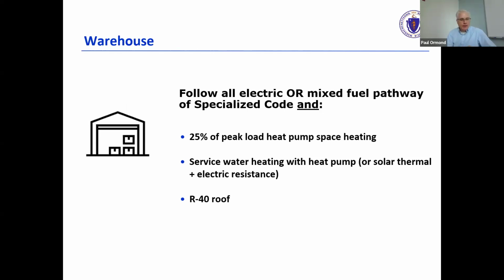Okay, sorry about that. Warehouses follow the all-electric path or the mixed fuel pathway. So it could be either all-electric or a combination of hybrid electrification with gas. So that's that first bullet, 25% peak load with air source, plus the water heating with heat pumps.